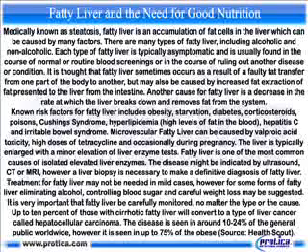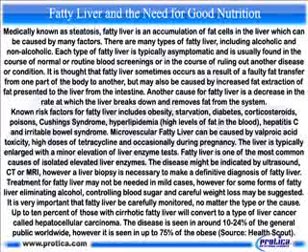The disease might be indicated by ultrasound, CT or MRI, however a liver biopsy is necessary to make a definitive diagnosis of fatty liver. Treatment for fatty liver may not be needed in mild cases, however for some forms of fatty liver eliminating alcohol, controlling blood sugar and careful weight loss may be suggested. It is very important that fatty liver be carefully monitored, no matter the type or the cause.